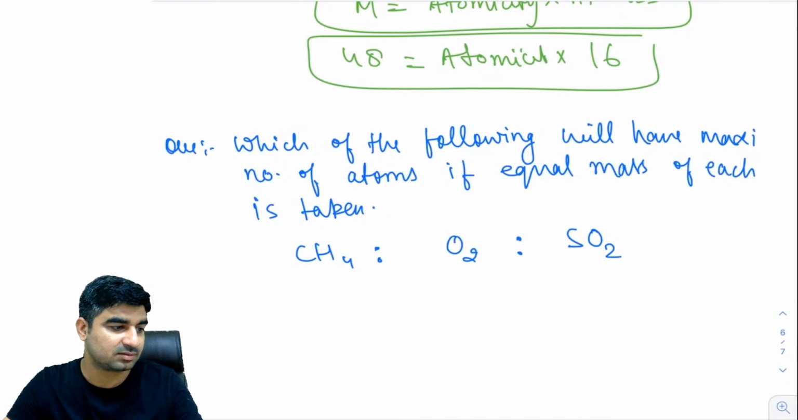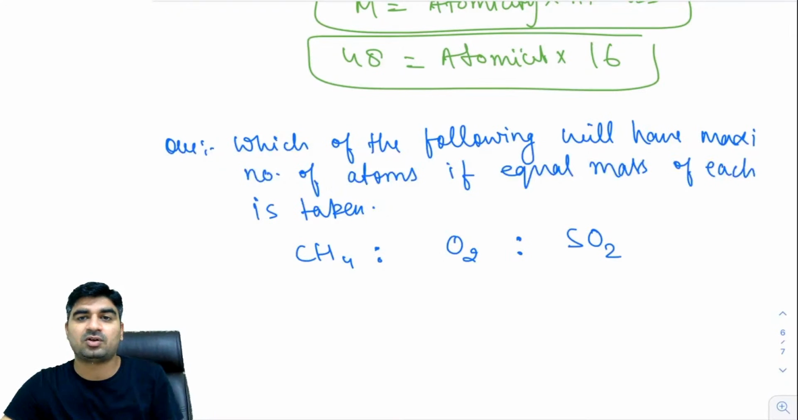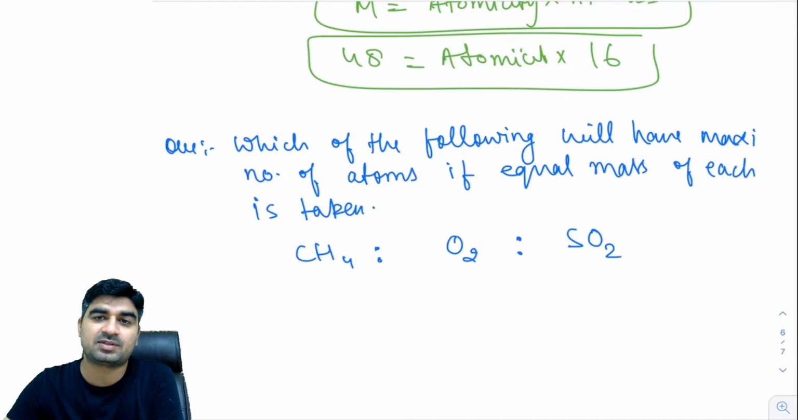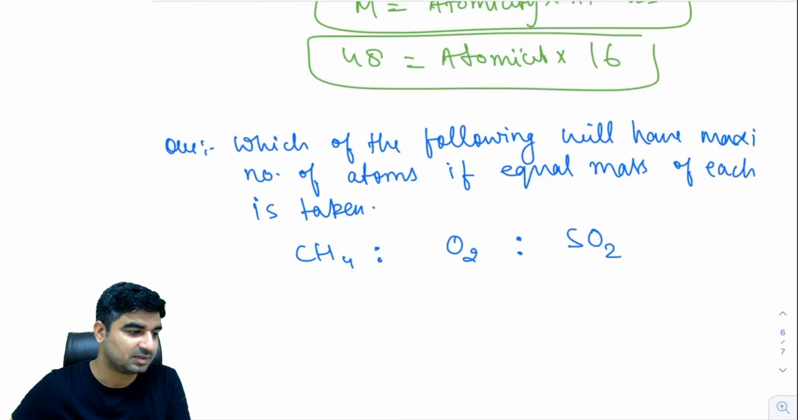Any answers? Which of the following will have maximum number of atoms if equal mass of each is taken? How will you solve?